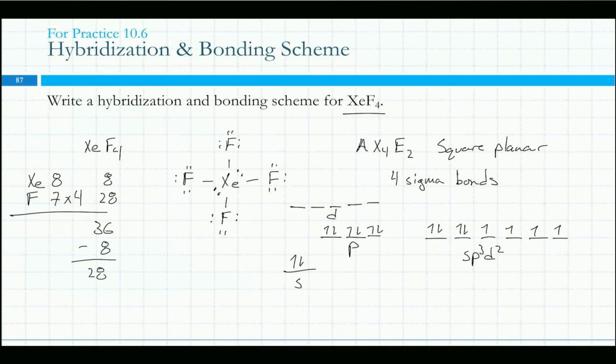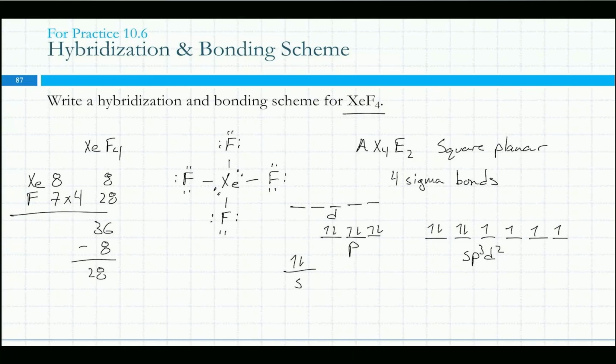So if I did 8, that would give me 8 unpaired electrons. But in this structure, I only have 4 bonds. So I only need to hybridize 4. Or I guess we only need to hybridize 6 to get 4 unpaired electrons.